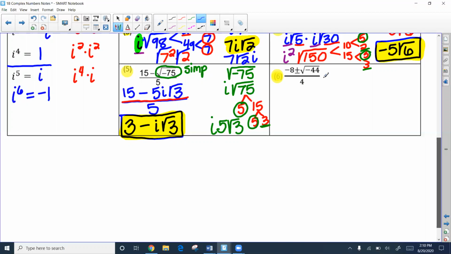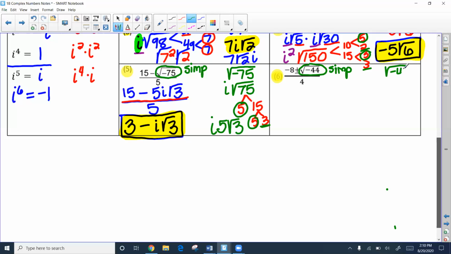I have a fraction bar, so I know I'm going to be dividing by 4, but I cannot divide yet, because even though the 8 is divisible by 4, I can't divide the square root of negative 44 by 4. So before we try to divide anything, we always, always, always have to simplify this. So let's simplify the radical part. I'm going to do that off to the side right here.